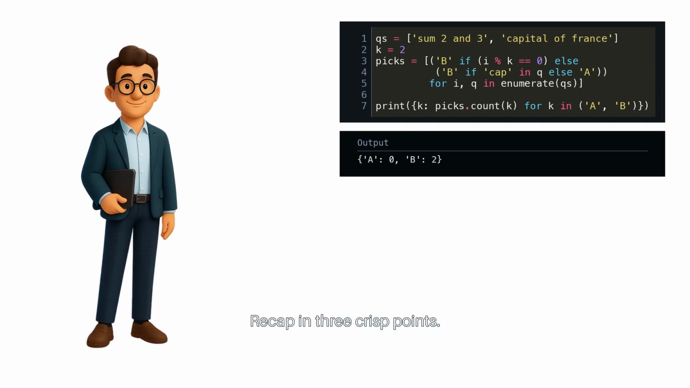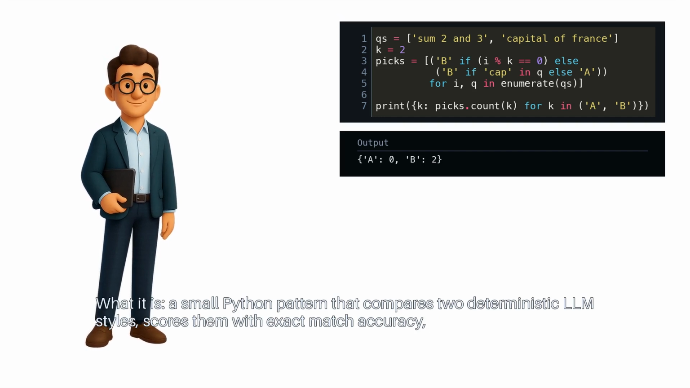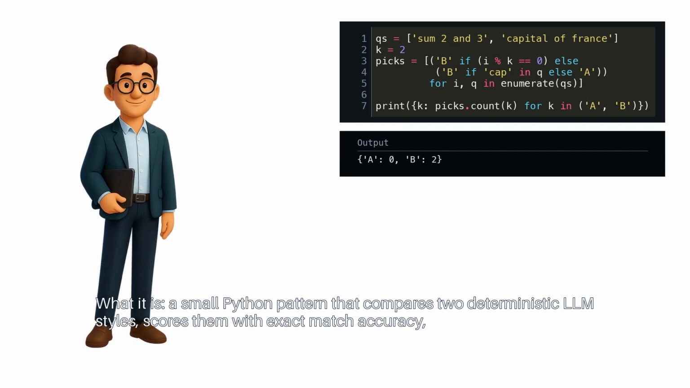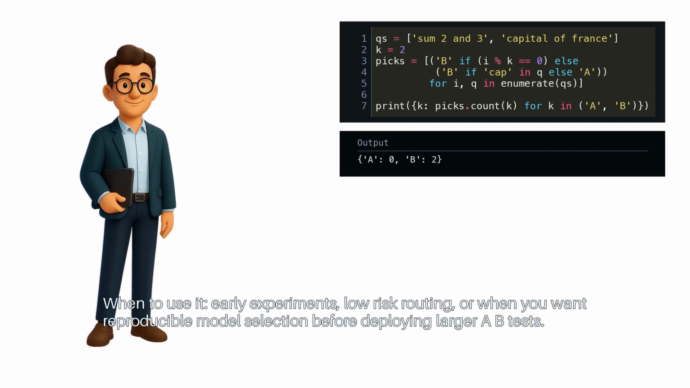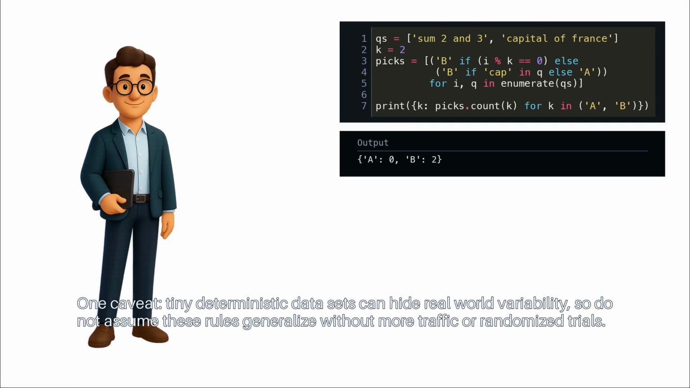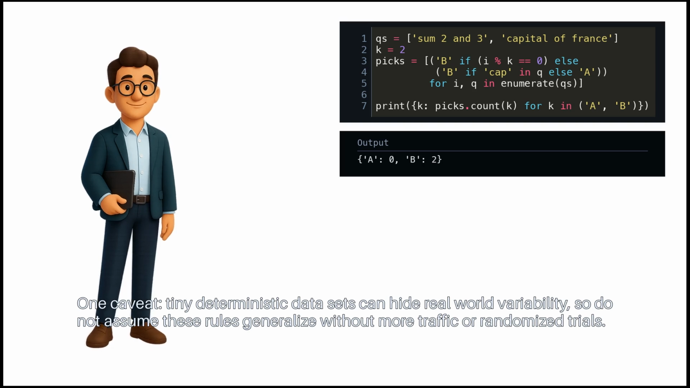Recap in 3 crisp points. What it is: a small Python pattern that compares 2 deterministic LLM styles, scores them with exact match accuracy, and routes requests based on utility. When to use it: early experiments, low-risk routing, or when you want reproducible model selection before deploying larger A/B tests. One caveat: tiny deterministic datasets can hide real-world variability. So do not assume these rules generalize without more traffic or randomized trials.